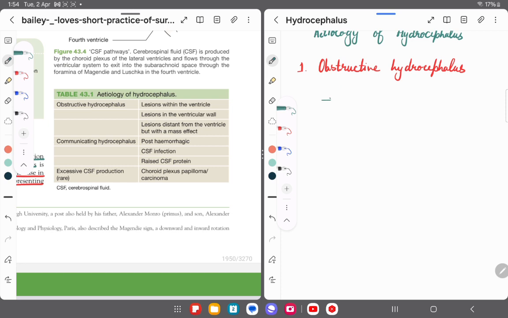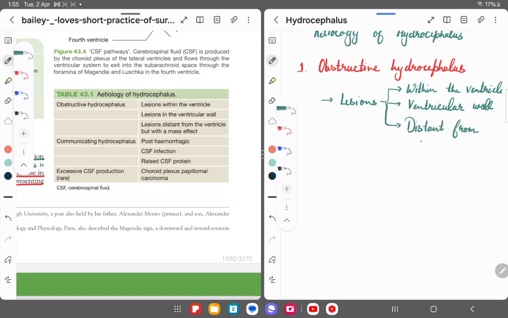It is caused by lesions within the ventricle, lesions in the ventricular wall, and lesions distant from the ventricle but with mass effect.